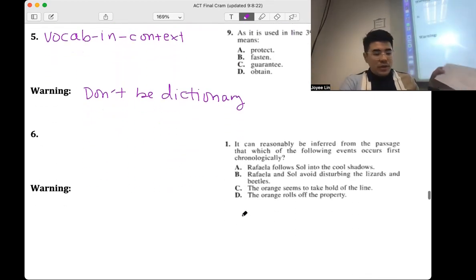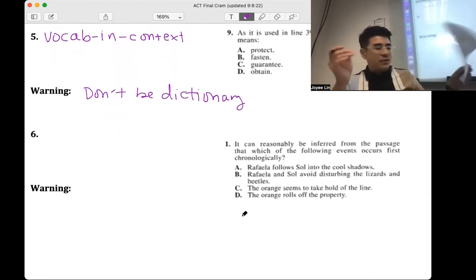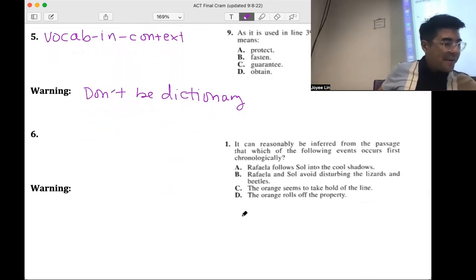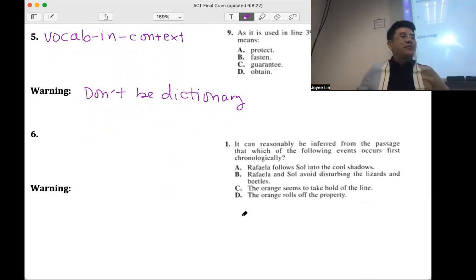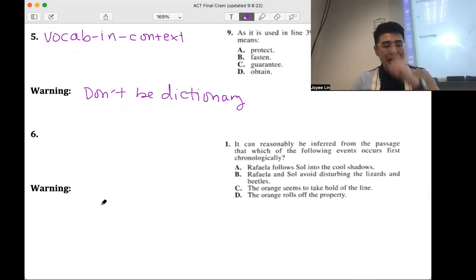What do we got to be careful with the question like number 6? It says, which of the following happened first chronologically? Don't just look at the first line. I've seen it be the first line. But be careful.